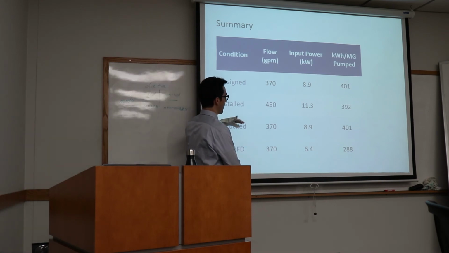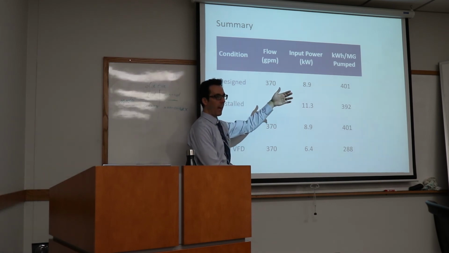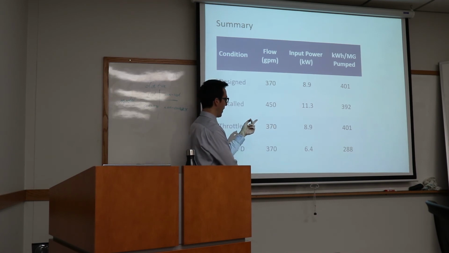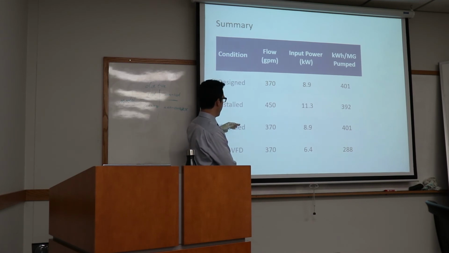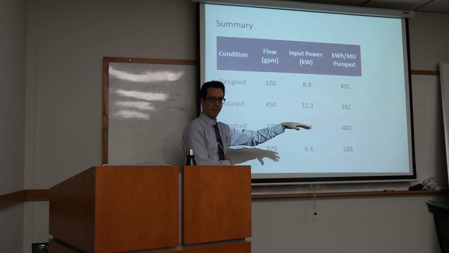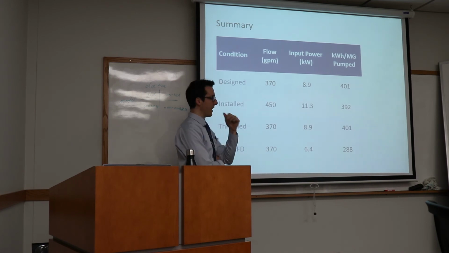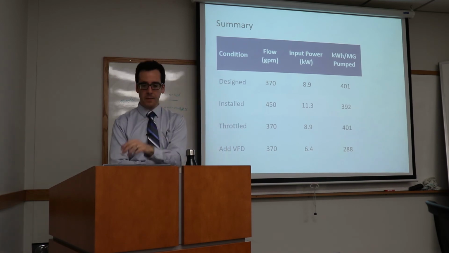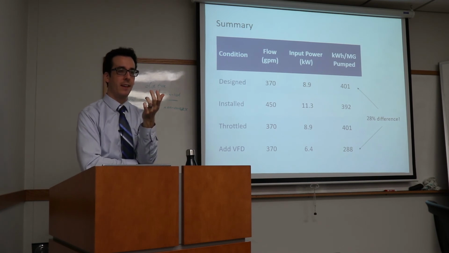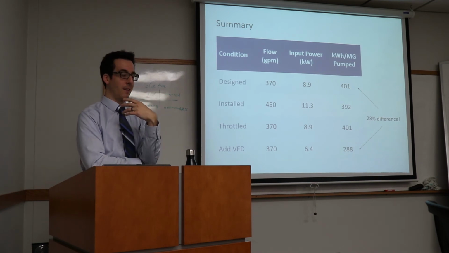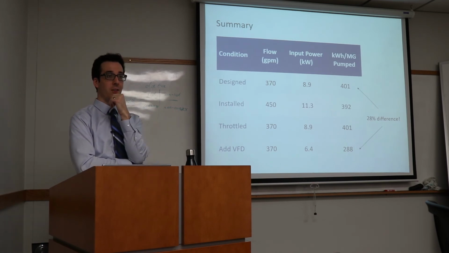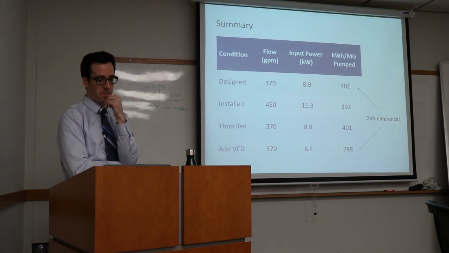Again, designed and throttled are the same, 400 kilowatt hours per million gallons. It's a good metric to use, by the way, when you're doing this stuff, kilowatt hours per million gallons. Throttling, installed, it's a little bit better because you're getting more flow out of it at lower head, but adding the VFD is the best, brings it down to 288. And so that's a 28% difference in the energy intensity from the VFD. Is it cost effective? Again, the scientific answer is it depends on a lot of things, and that may be part of one of your analyses, one of your assessments going forward.